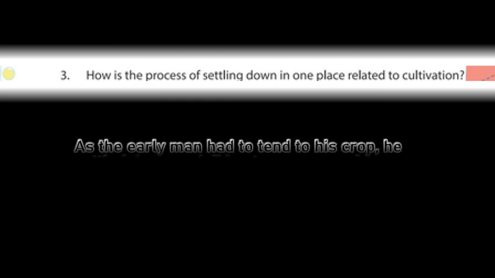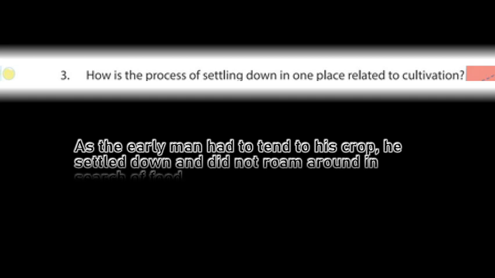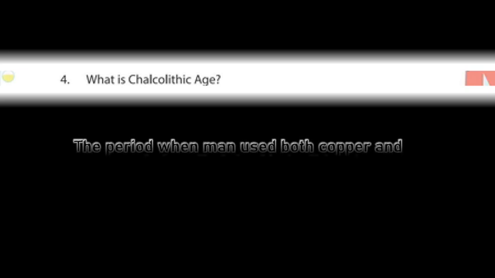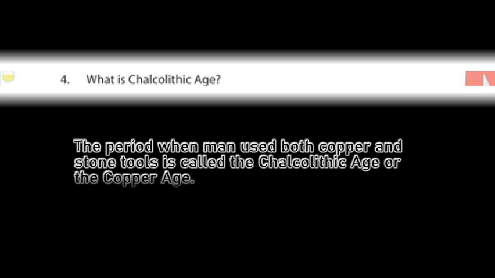Next question. How is the process of settling down in one place related to cultivation? Means, what is the relation between living at one place and cultivation or agriculture? As the early man had to tend to his crop, he settled down and did not roam around in search of food. Question number 4. What is Chalcolithic age? The period when man used both copper and stone tools is called Chalcolithic age or the Copper age.